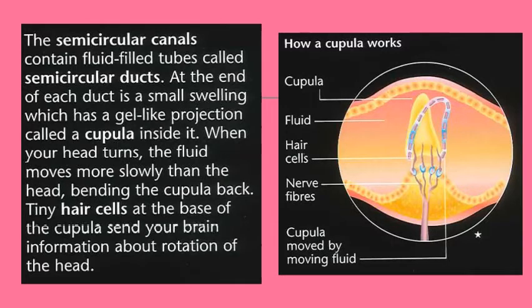The semicircular canals contain fluid-filled tubes called semicircular ducts. At the end of each duct is a small swelling which has a gel-like projection called cupula inside. You see there's the cupula there. When your head turns, the fluid moves more slowly than the head, bending the cupula back. Tiny hair cells at the base of the cupula send your brain information about the rotation of your head. So these little hair cells over here send your brain information. Those ones there.